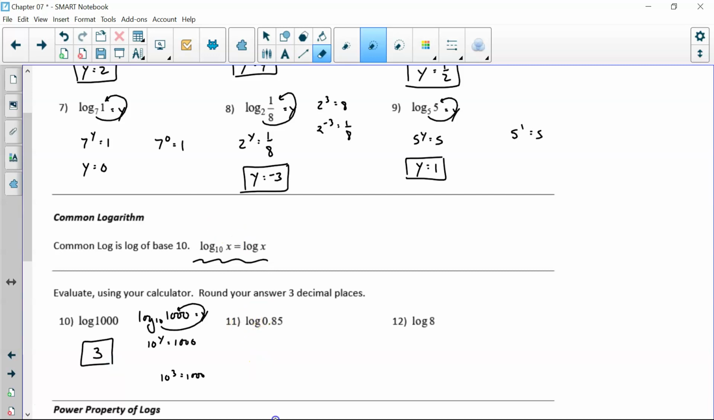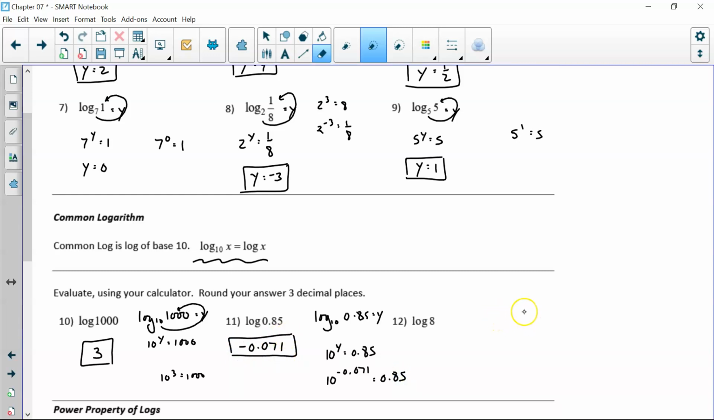Log of 0.85. So you use your calculators. We're going 3 decimal places. You're going to get -0.071. Now what we're doing here is the log base 10 of 0.85 equals y. So that's 10 to the y equals 0.85. We're going from a whole number to a fraction, a decimal. So our exponent needs to be negative. And that's what it is. We found out that 10 to about the -0.071 is going to be pretty close to 0.85. It's not exact because we rounded.